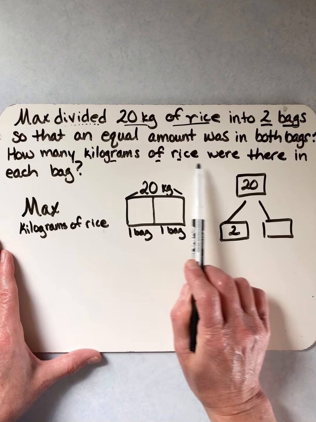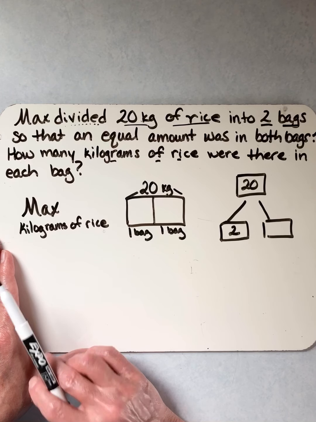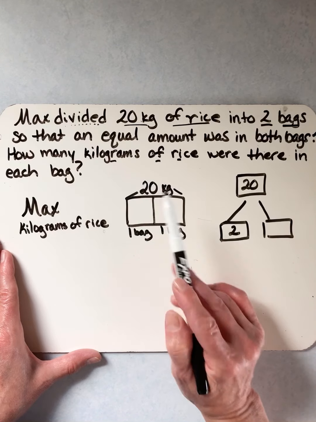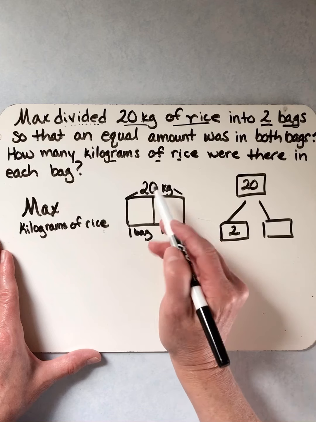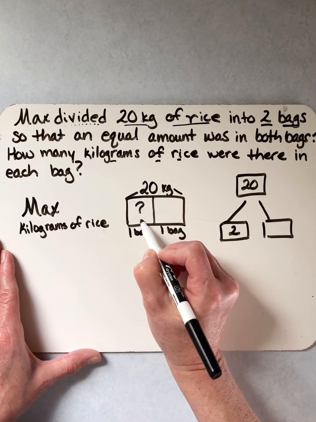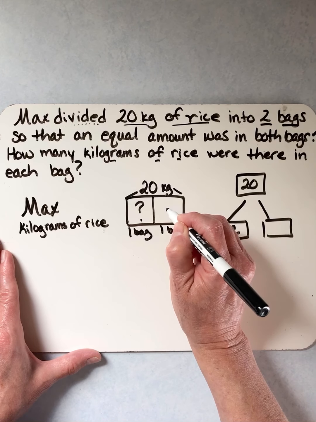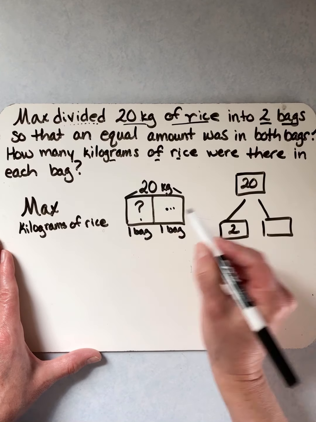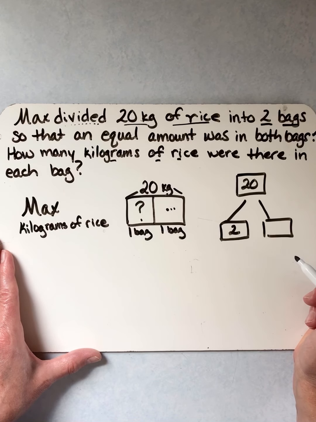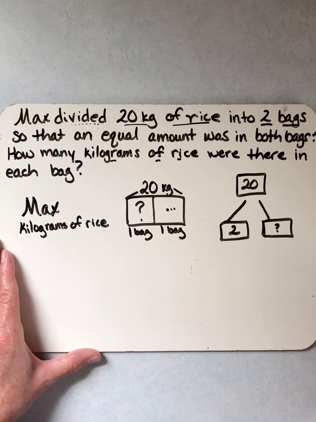How many kilograms of rice were there in each bag? So what's the question? What's the part we don't know? We know the whole amount is 20 kilograms of rice. We know that he has 2 bags, but we don't know how much is in each bag. We only have 1 question, so we have 1 question mark. So in this unit bar, this part of the unit bar, we'll just put a dot. Or you could put 3 dots for I don't know, let's find out. Over here, we'll just put a question mark because we don't know that answer just yet.